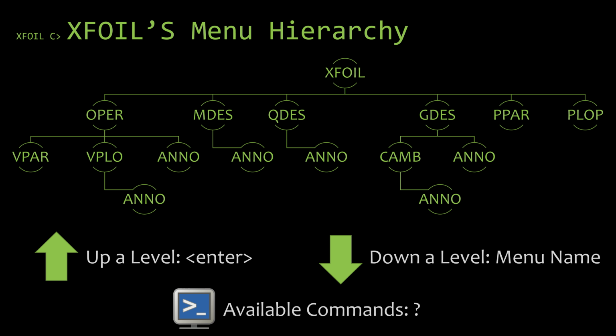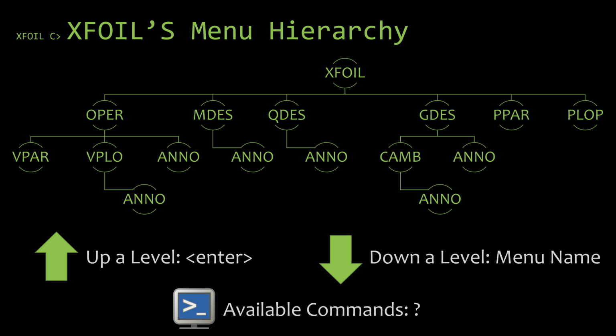Now, to go down a level is pretty easy. You just have to, at the command prompt, type in the menu name and hit enter, right? So if I'm at the Xfoil or top level menu, and I'm wanting to go to the operating menu, the OPER menu, at the command prompt, I would type in OPER and hit enter. Now this isn't case sensitive, so caps lock, not caps lock, it's all good. But if I type in the name of the menu and hit enter, it will drop me down into that menu. And when I'm in that menu, I have access to different commands.